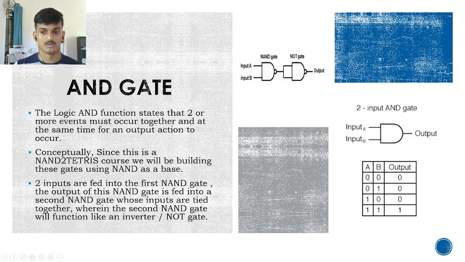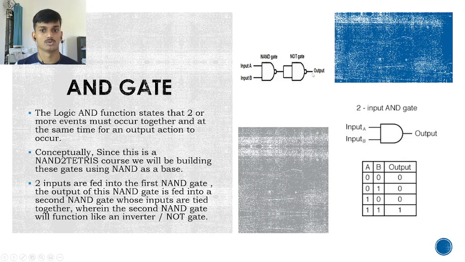So if the input is 0 and 0, then the output is 0. The input is 0 and 1, the output is 0. The input is 1 and 0, the output is 0. If both the inputs are true, then the output is true, else the output is false. That's what the AND function looks like. How do we implement it using a NAND gate?